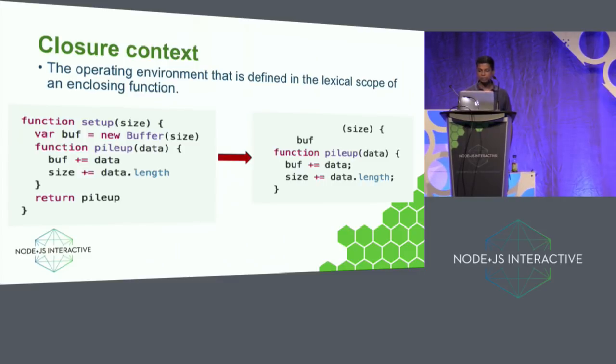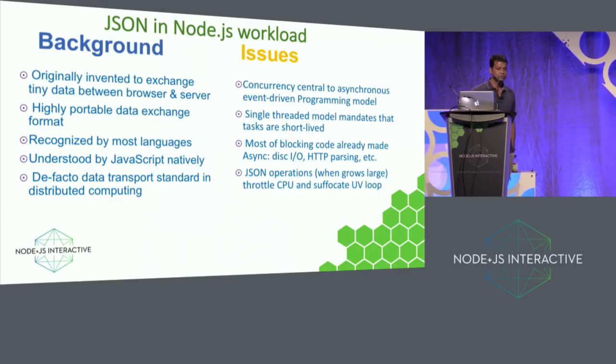Now let's look at the problem which we are trying to solve, JSON in the modern workload. So JSON doesn't need any introduction. It was basically invented to exchange very tiny data between client and server. JSON stands for JavaScript Object Notation. Over time, it has become the de facto standard for any sort of data transport between endpoints. And it is understood by the JavaScript language natively. The format in which you write the object is the actual format in which the JavaScript objects are represented or modeled or stored in memory.